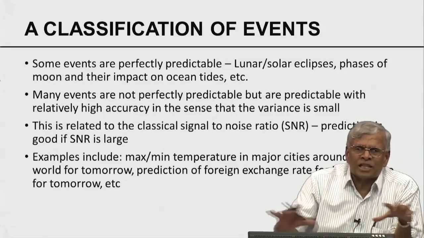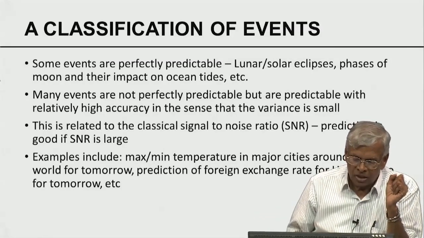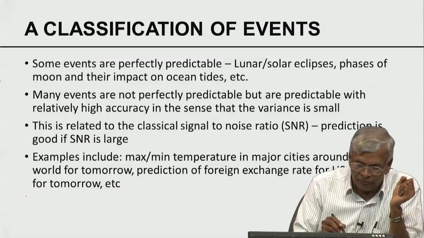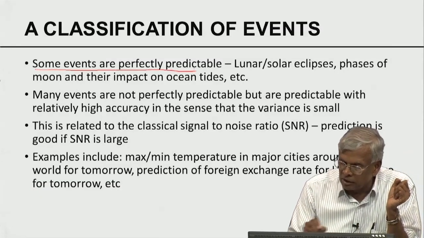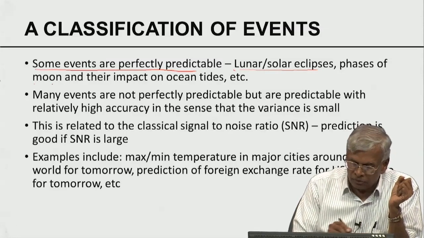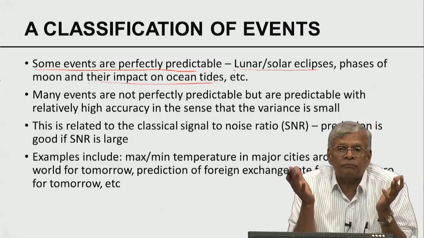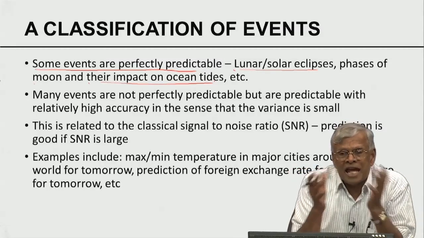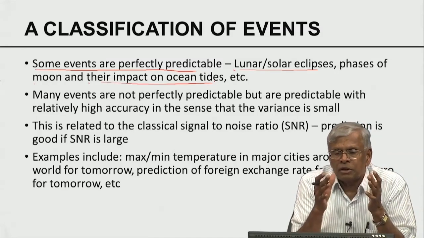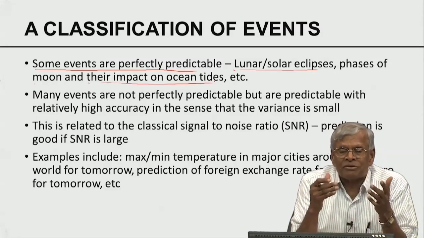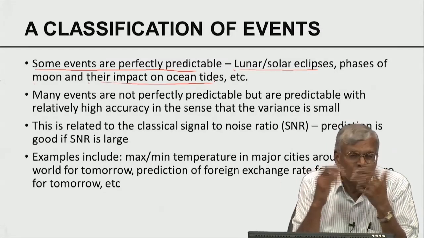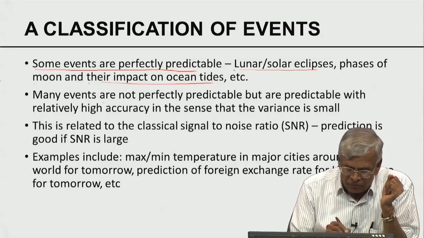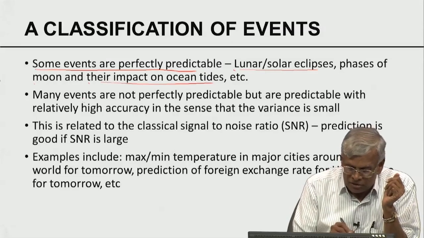But before that, we would like to classify some events in some meaningful way. Some events are perfectly predictable. We have alluded to this several times, but I think in this context it is worth emphasizing. Some events are perfectly predictable: lunar and solar eclipses, the phases of the moon, and their impact on ocean tides. So normally, we make predictions about ocean tide at days during the week, month. That depends on the phases of the moon. And those predictions are pretty accurate. Some events are perfectly predictable, but many events are not perfectly predictable.